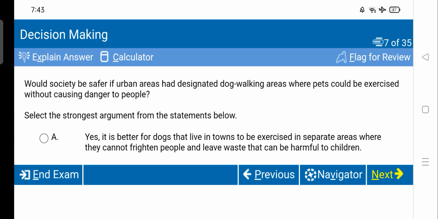Would society be safer if urban areas had designated dog walking areas where pets could be exercised without causing danger to people? Select the strongest argument from the statements below.